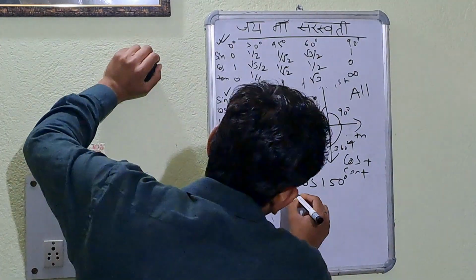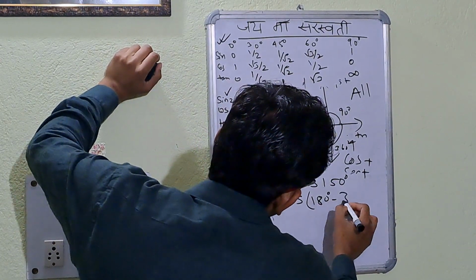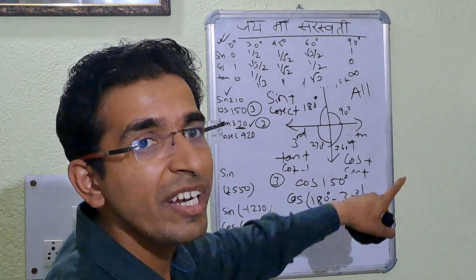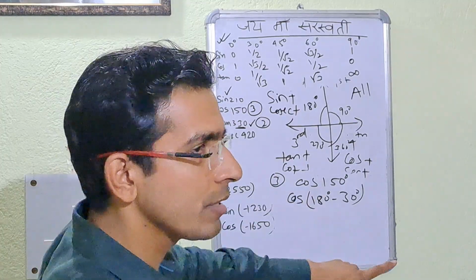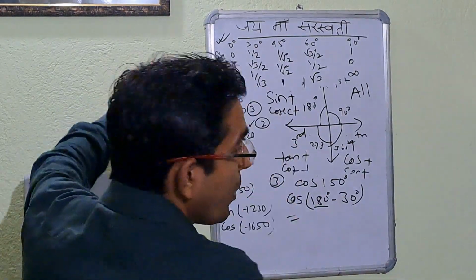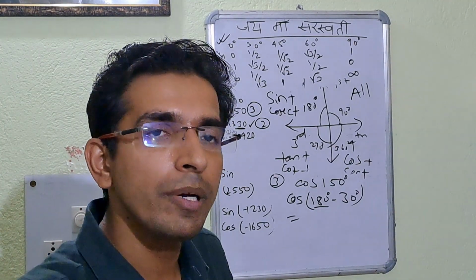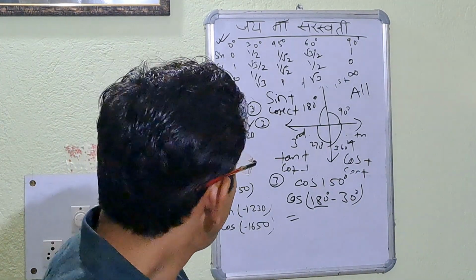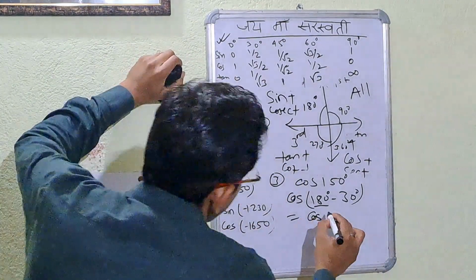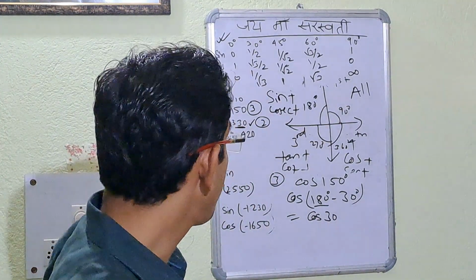So cos 150 degree is nearer to 180 degree. So we will be writing cos of 180 degree minus 30 degree. We are writing this angle with the help of 180 degree. Now, based on the 180 degree rule, the trigonometric ratio will not change, but the sign will depend on the quadrant. So cos will remain cos as it is. Understood? Cos 30 degree. Now we have to check what sign we will apply here.